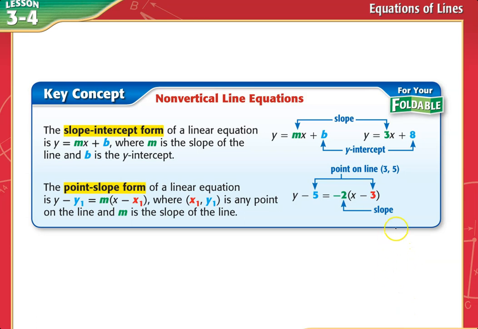Slope-intercept form is y equals mx plus b. So we have an actual slope times the x, and then we just add on the y-intercept. Point-slope form, you take a point and a slope, and you simply put it in the equation y minus y1 equals slope m times quantity x minus x1.